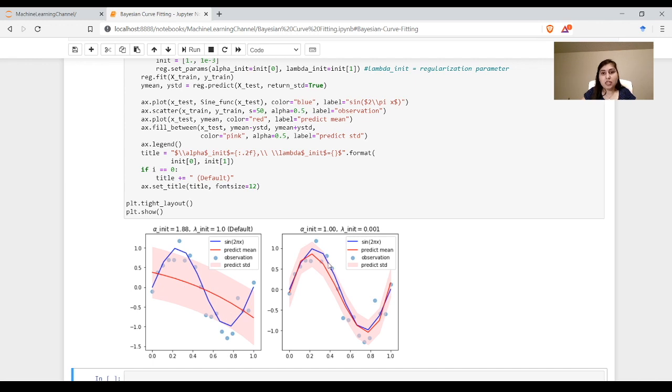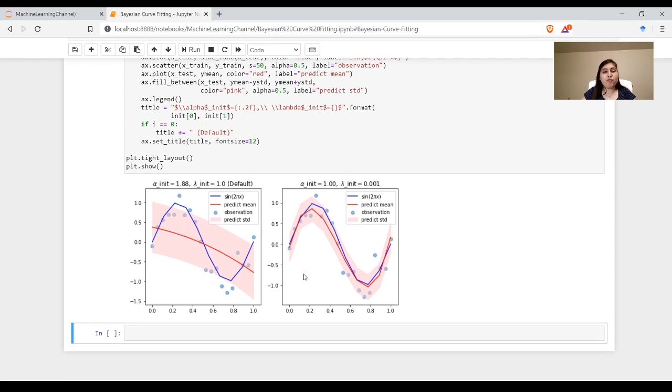However, in this case, when we are giving 0.001 as the initial value of lambda, it is incorporating regularization, due to which this underfitting problem has gone away, and now this model learned in a much better way, and this red curve is very close to the blue curve, and the standard deviation of the distribution of target variable is also lesser as compared to this case. So these were the examples of Bayesian curve fitting.